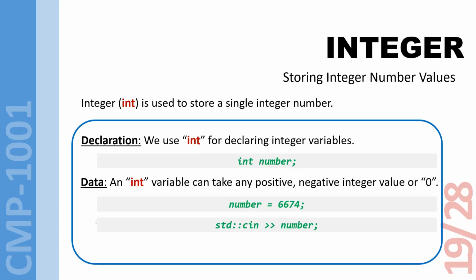So, for fundamental variable types, the first one is the one that we have already been introduced to, the integer, short for int. You know how to declare an int using i, n, t, all in lowercase letters, and then you can just put whatever positive, negative, or integer value, or 0, inside an integer variable, as you can see here, and you can just get the input using std::cin.